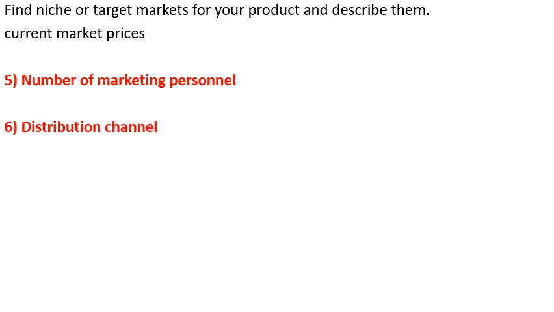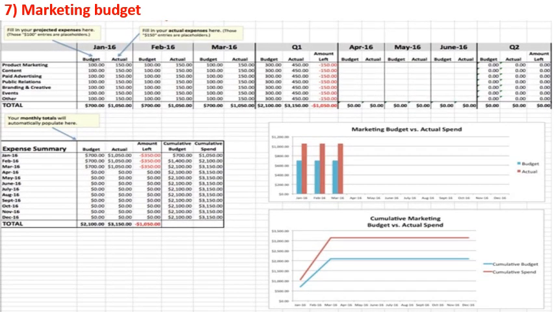Distribution of channels, we talked about this up there. If you want, you can also repeat, but there's no need. Then 7, your marketing budget. Here I give an example where you talk about the items, first columns for the products, what are we going to do, product marketing, public relations, branding and creative, events, even others.